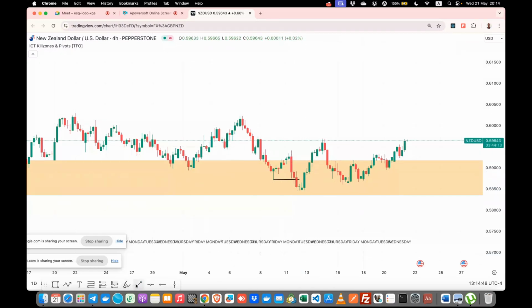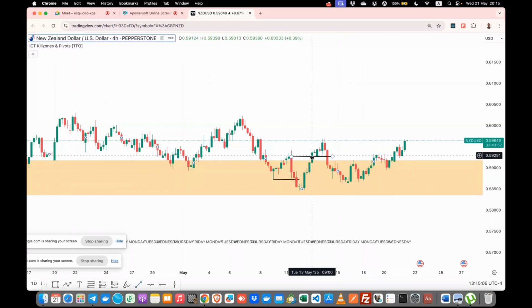So when we're making change in state of delivery, we are going to mark the body of the first candle. There are days where you only have one candlestick, you just mark that one. But in this case, we have 3 consecutive bearish candlesticks. So we mark the body there.